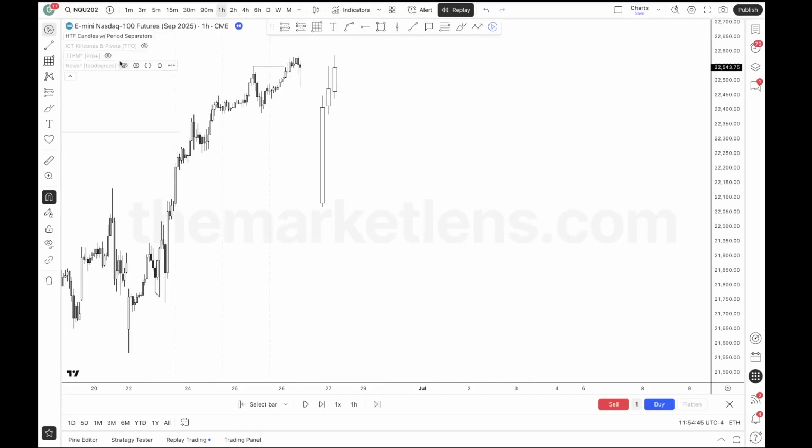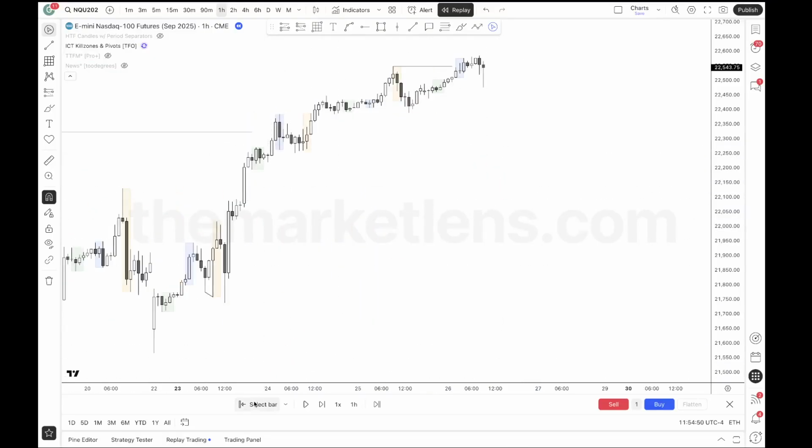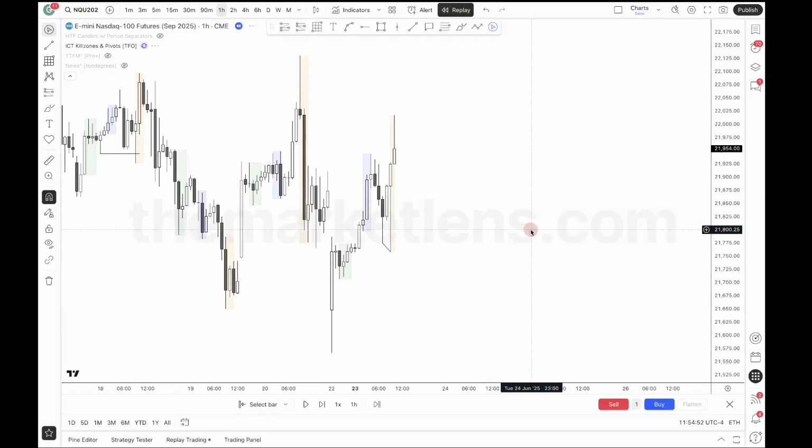My indicator disappeared. Here's some examples. So this is something I traded. I took 2 trades this day.